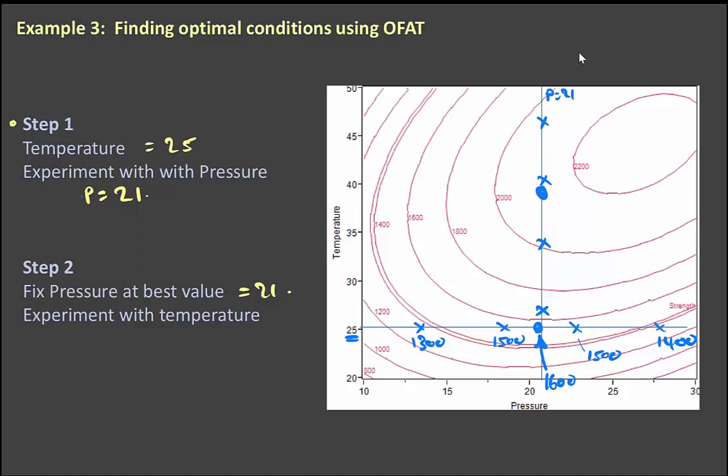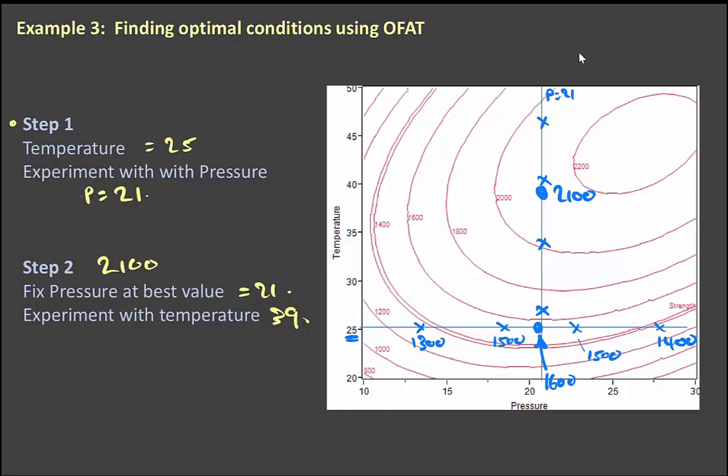That's about 2100. So the optimal condition is something like 2100, and it occurred when the pressure is 21 and the temperature is just under 49, say it's 39. So that's my optimization procedure using one factor at a time.